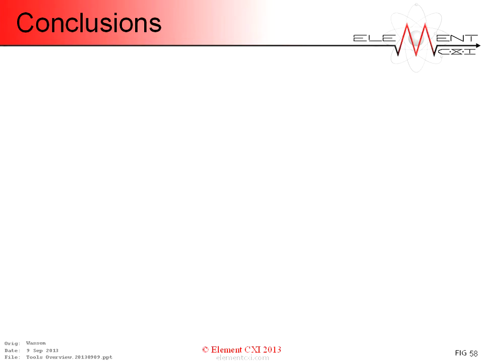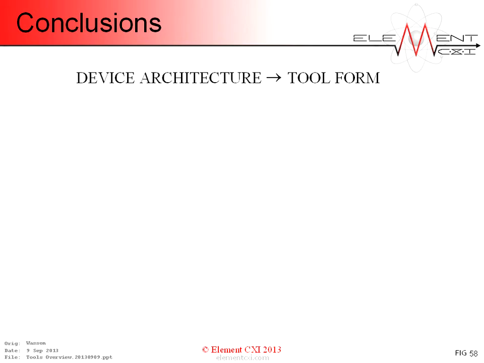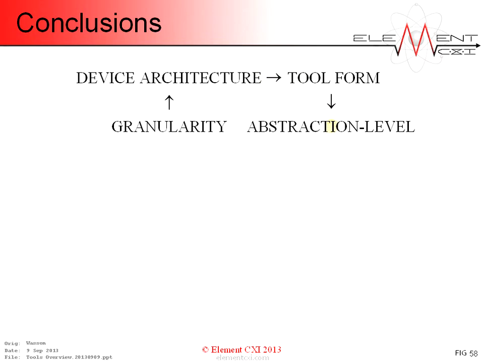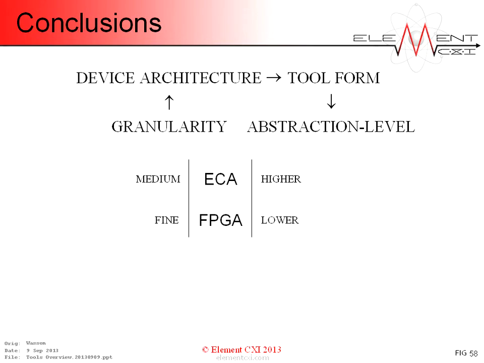So, what do we conclude from all this? First, that tool form follows device architecture. In particular, that device granularity determines tool abstraction level. For fine-grained FPGAs, their tools require many fine-grained decisions and manipulations at the lowest level. But medium-grained ECAs, accordingly, have simpler tools requiring far fewer manipulations, allowing for a higher-level programming model.